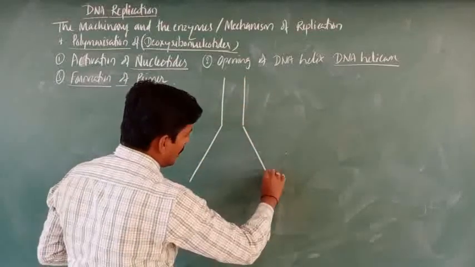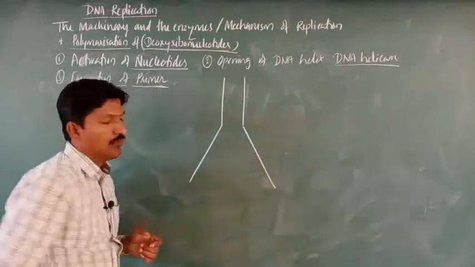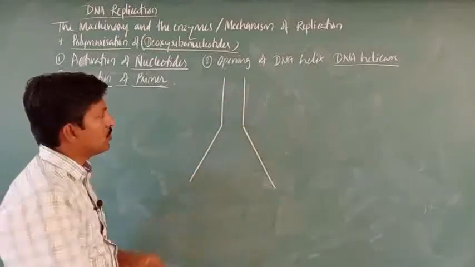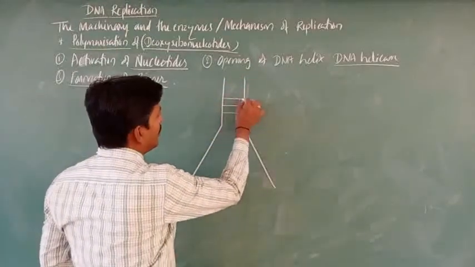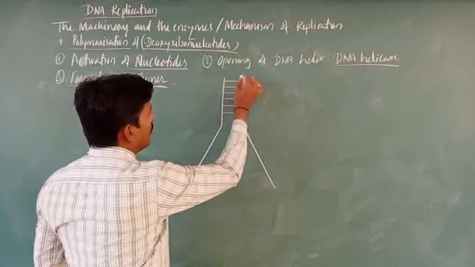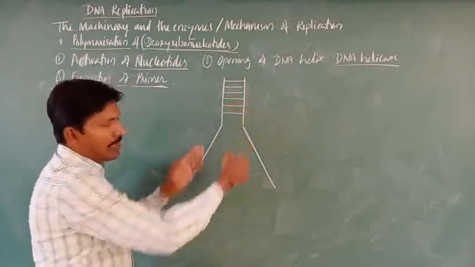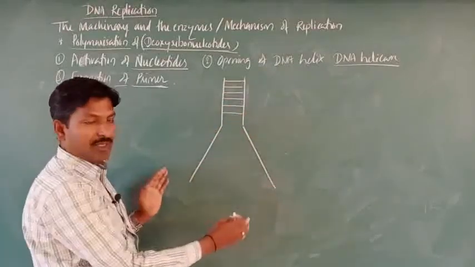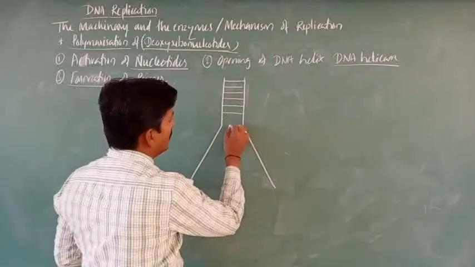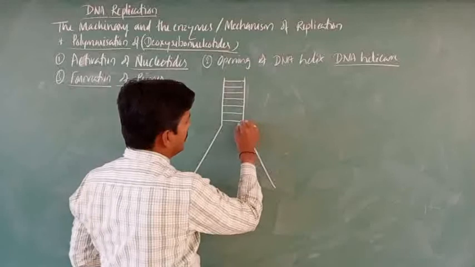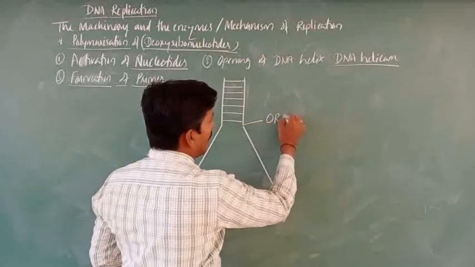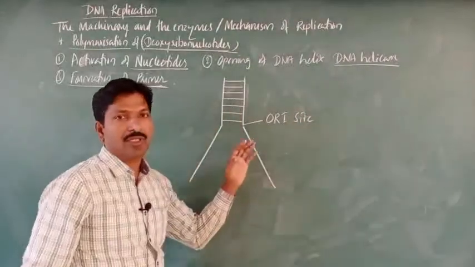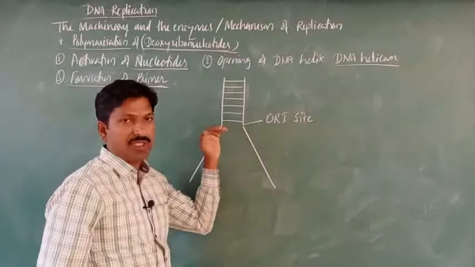So these are the two strands of DNA which get opened in the second step that we discussed. For example, it is an unbroken strand, but it is linear now. So now this is a completely open strand. This region we call the ORI site, the origin of replication, where the replication begins, right?